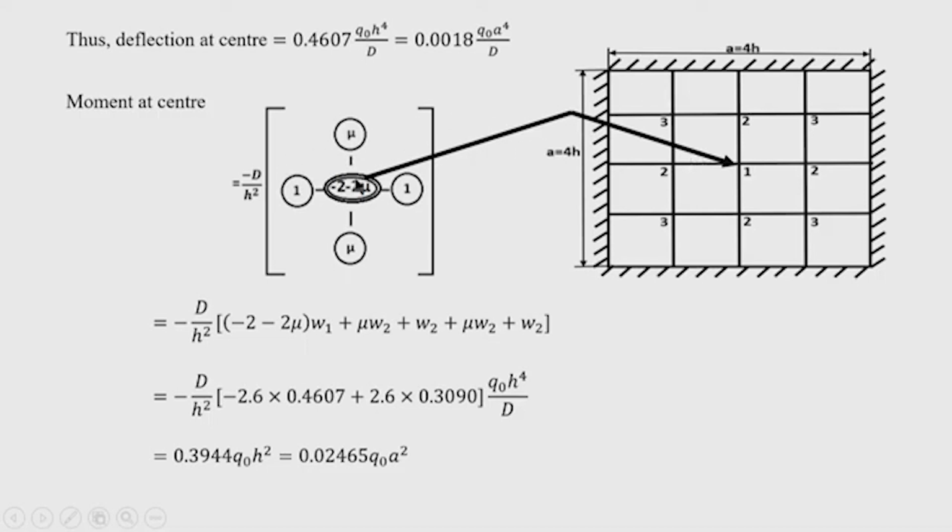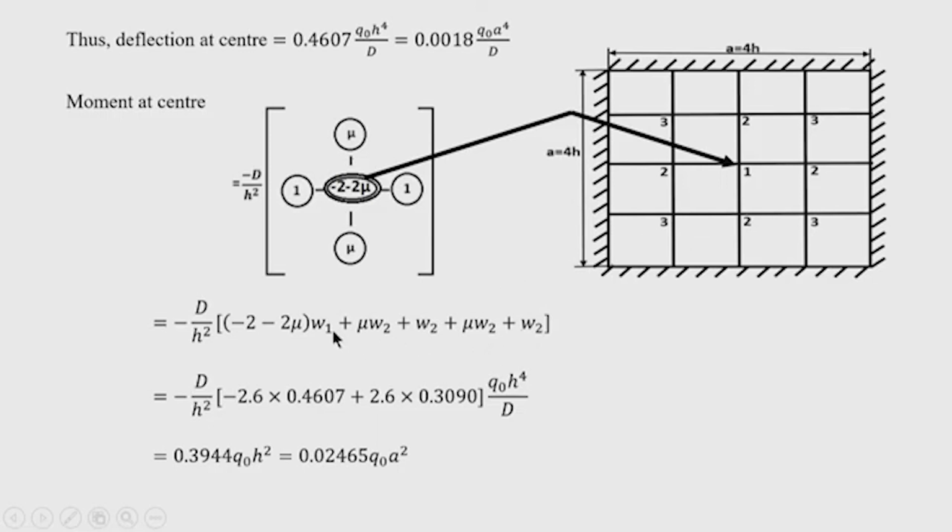We get this, say minus D by a square, this is okay. Then we get this central node, minus 2 mu, this is the coefficient, into W 1. Okay. Then on the right hand side we are getting W 2, on the left hand side again W 2, and in the vertical direction we are getting mu into W 2 and mu into W 2.